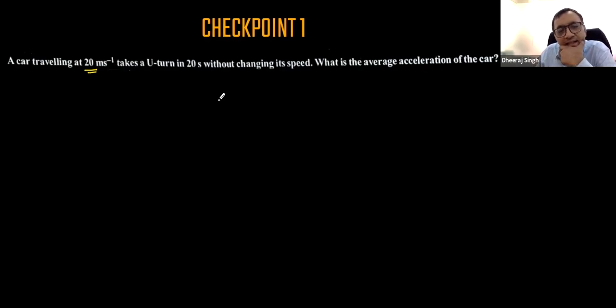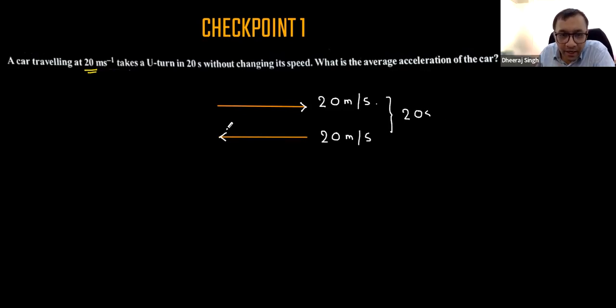Now look at this. Car is traveling, let's say, in this direction with 20 meters per second. And after 20 seconds, it starts going the other way with 20 meters per second. All of this happens in how much time? 20 seconds. Now, whatever we have written is without signs. We are dealing with vectors. We represent the direction with the signs. So if I consider that direction positive, then the initial velocity is plus 20. Final velocity is how much? If initial is plus 20, final is what?